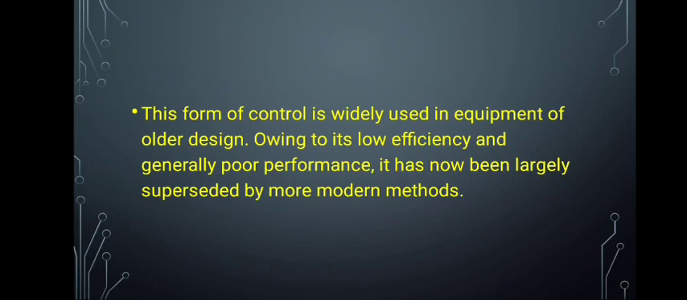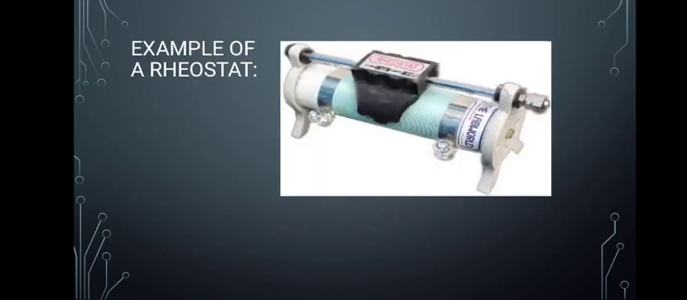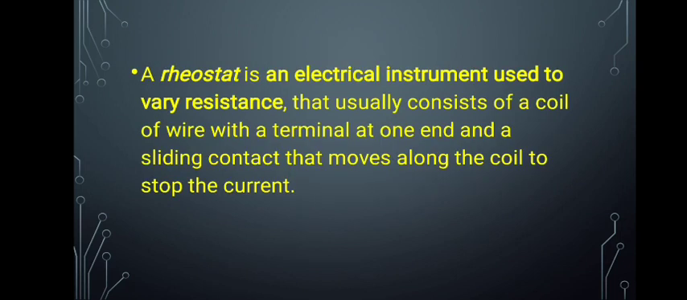This form of control is widely used in equipment of old design. Owing to its low efficiency and generally poor performance, it has now been largely superseded by more modern methods. So this is the example of the rheostat presented on the screen. A rheostat is an electrical instrument used to vary resistance that usually consists of a coil of wire with a terminal at one end and a sliding contact that moves along the coil to stop the current.